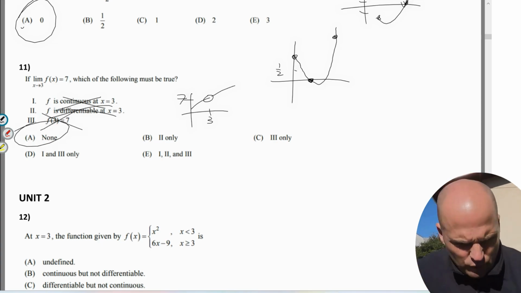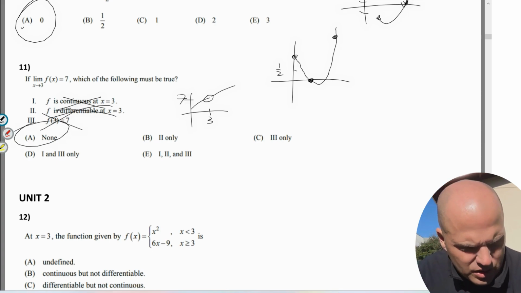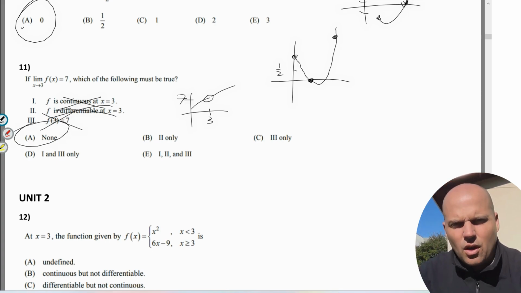Okay? Good review of Unit 1. Limits, continuity, asymptotes. On to Unit 2.